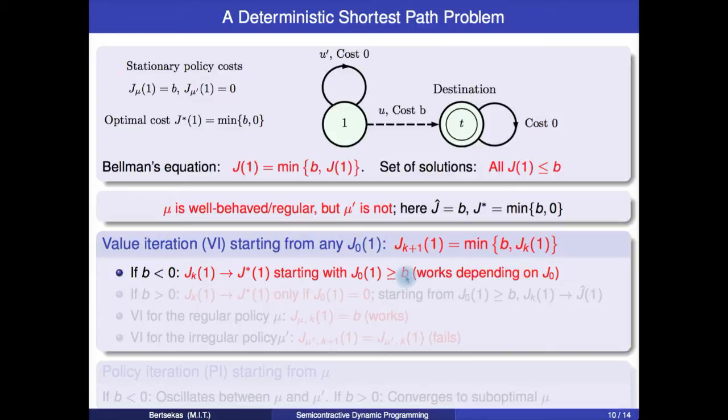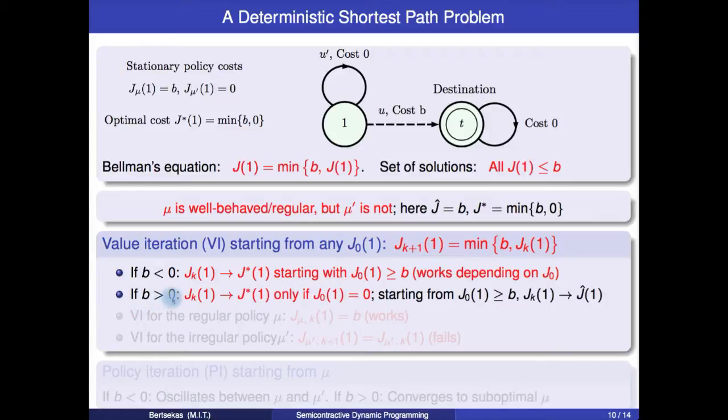Starting from below b, value iteration does not work. The reason is that all the values less than b are solutions of Bellman's equation, so value iteration starting at any one of these solutions, any J0 that's less than b, stays at J0 and does not converge to J star. This is true generally: when Bellman's equation has multiple solutions, then starting from any one of these solutions, value iteration will not make any progress, will have no change.